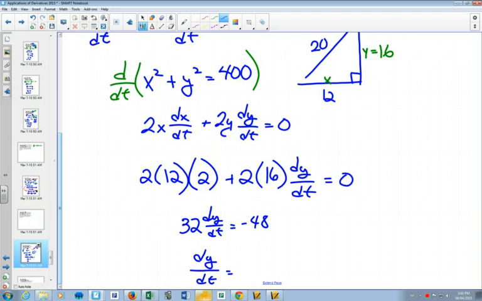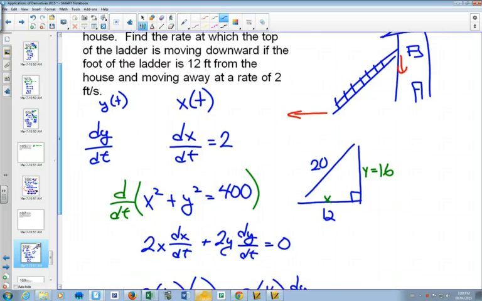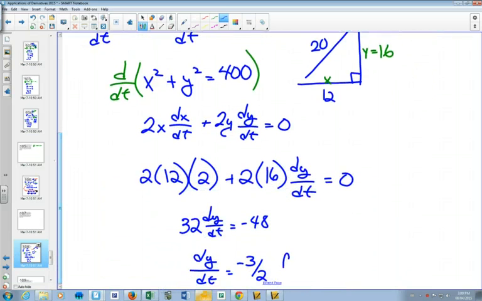And divide, you'll get, is that right? Divide by 16, yeah. Negative 3 over 2. And we are dealing with, our units are feet per second. So it's going down at 1.5 feet per second at that moment.